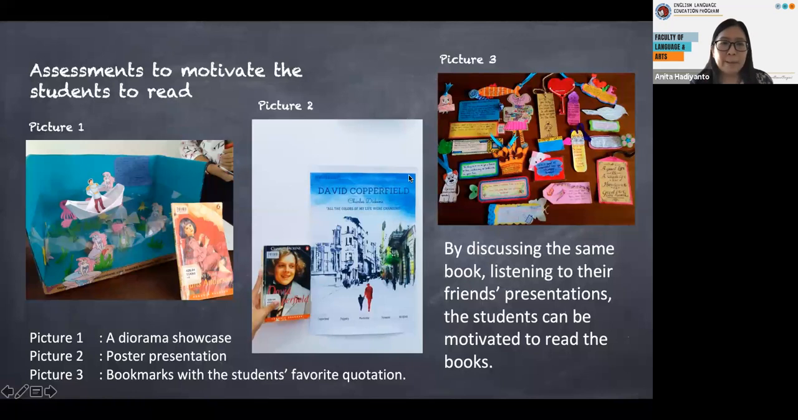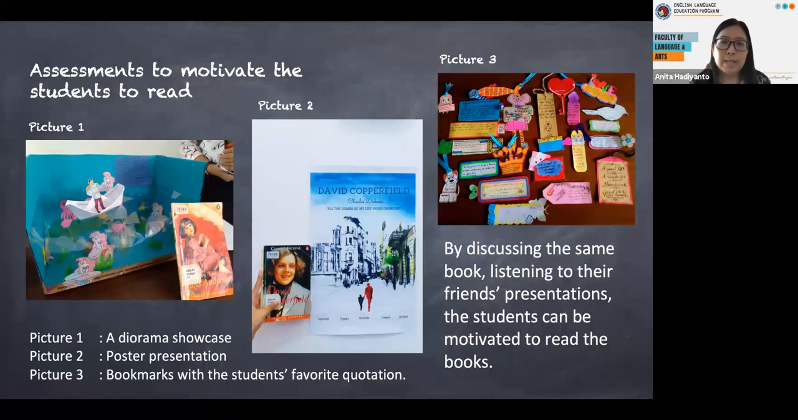For the diorama showcase, the students are asked to make it in a group after they finish reading one book. Because this is a group project, they need to discuss with their friends and decide which book they want to use. Then they have to read the book together and make the project. Pictures two and three are individual activities that they do after they finish reading a book.